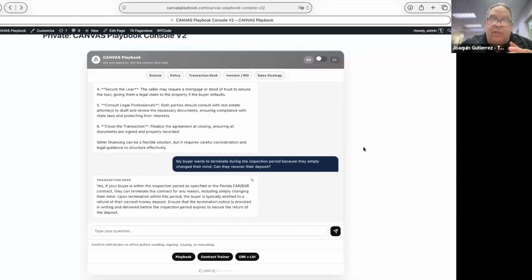Yes, if your buyer is within the inspection period as specified in the Florida FAR BAR contract, they can terminate the contract for any reason, including simply changing their mind. It actually says at the buyer's sole discretion. Upon termination within this period, the buyer is typically entitled to a refund of their earnest money deposits. Ensure that the termination notice is provided in writing and delivered before the inspection period expires to secure the return of the deposits. Okay, that was an easy one.